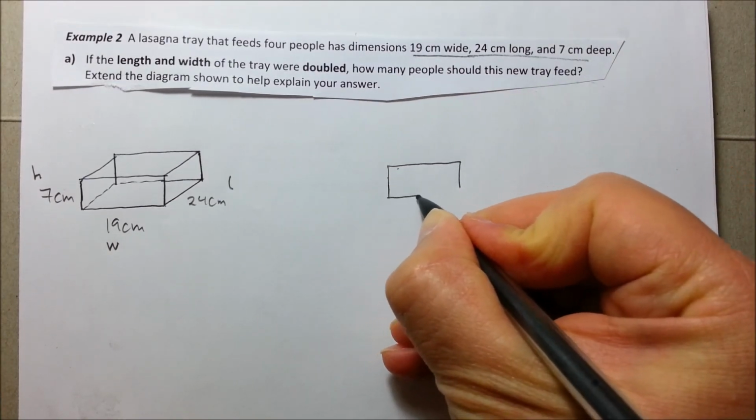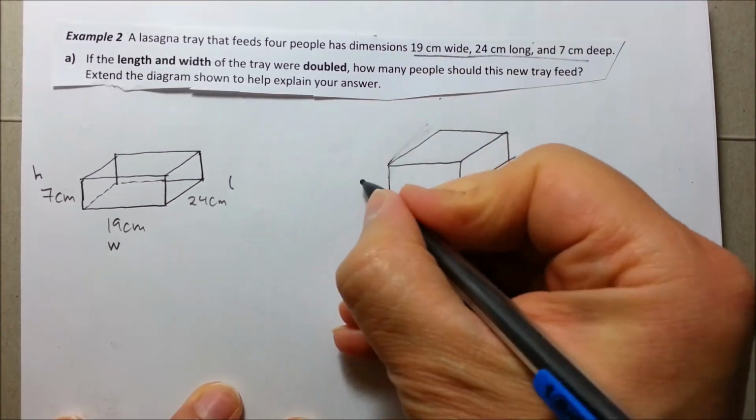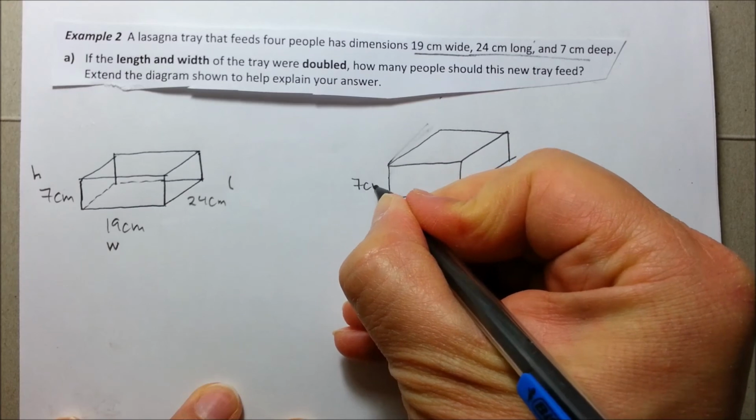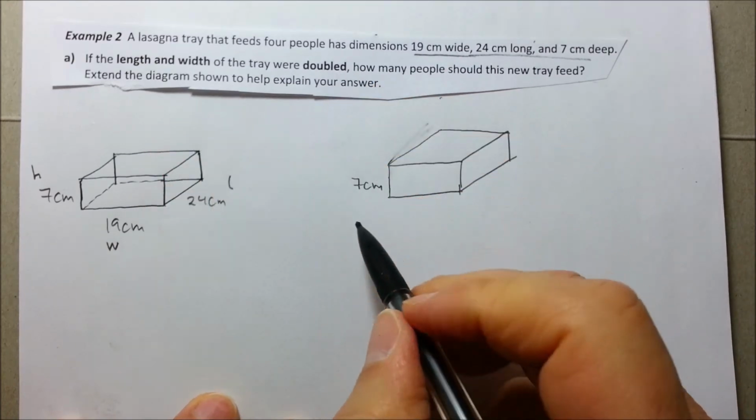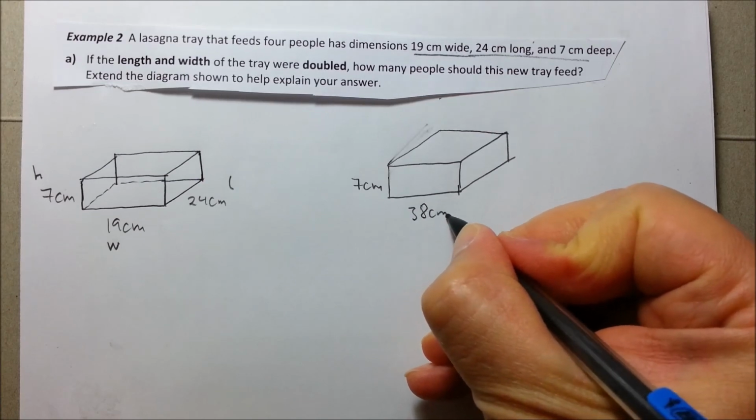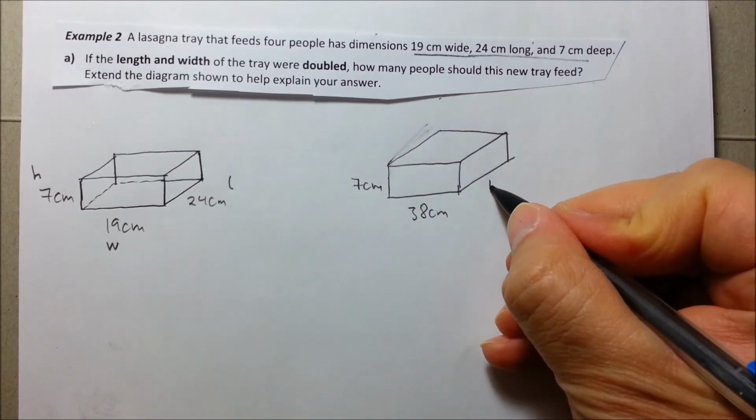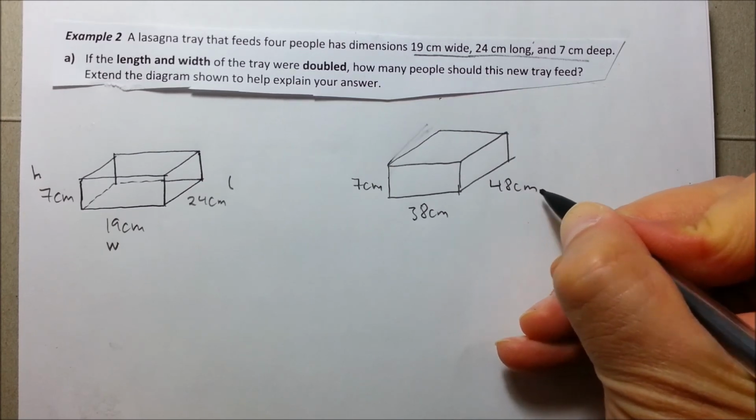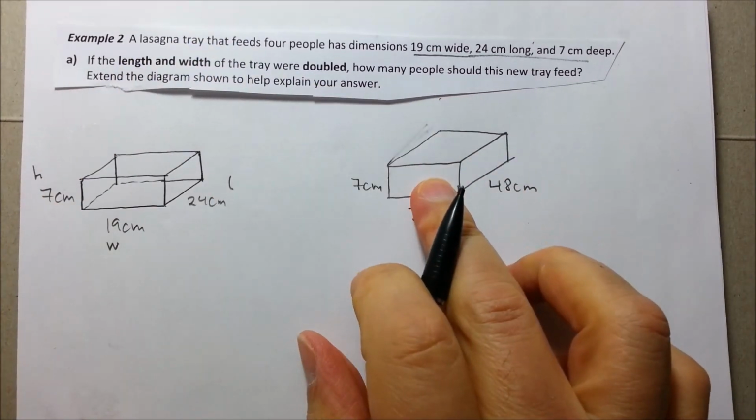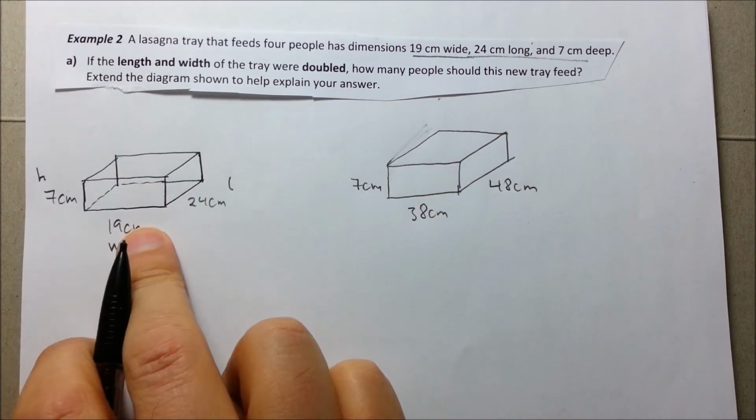This lasagna tray there. Okay, so now the height is going to be the same, only the length and width are doubled. So what's double the width? Well, we will have 38 centimeters here. And what's double the length? Well, 24 times 2, that gives us 48 centimeters. Okay, so this is a bigger tray, obviously. This is the smaller tray.